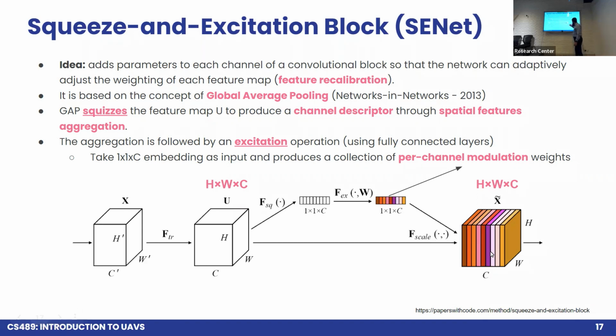So if you have C channels, and C inside the network can be more than 3. We start with 3 channels in RGB, and then you can have more channels. For example, here 1, 2, 3, 4, 5, 6, 7, 8, 9. 9 channels. Each channel will be multiplied by a particular weight here to emphasize it.